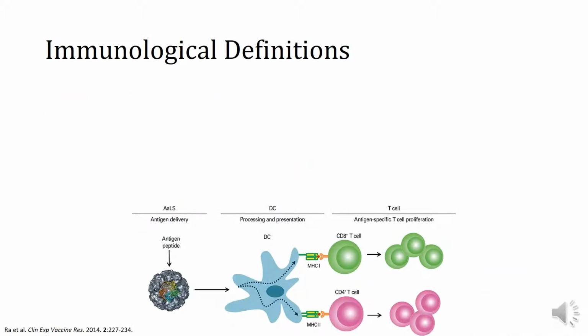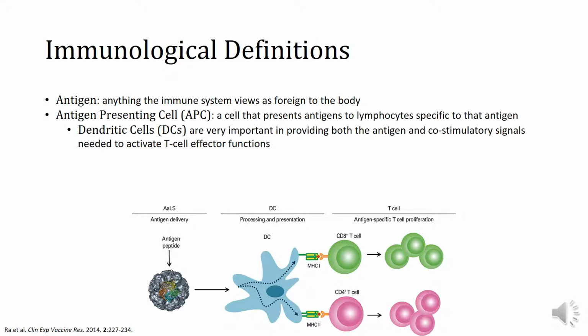In order to help you understand the slides that we're going to present later in this assay, we figured we'd give you a reminder on some of the important definitions for immunology. So first, just the antigen. An antigen is anything that the immune system views as foreign to the body. An antigen-presenting cell is a cell that presents this antigen to lymphocytes specific to that antigen.